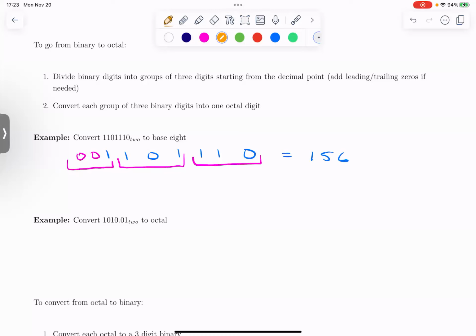Whoa, slow down. So this is 2 to the power, well, let's start here. 2 to the power of 0, 2 to the power of 1, 2 to the power of 2. So 4 plus 2.